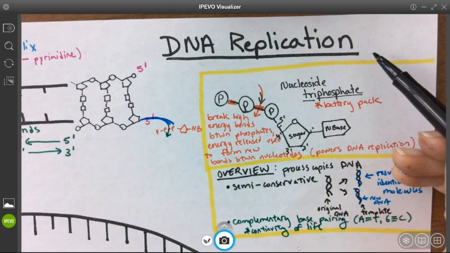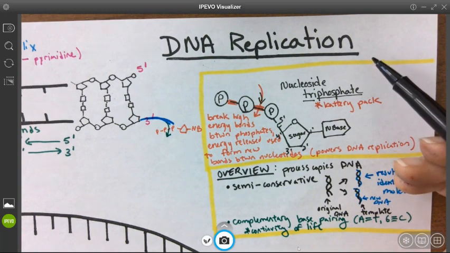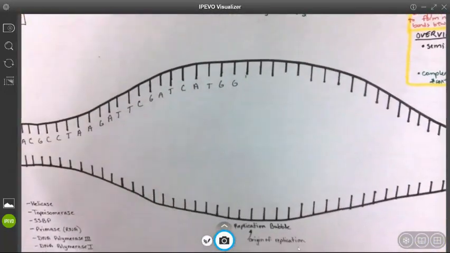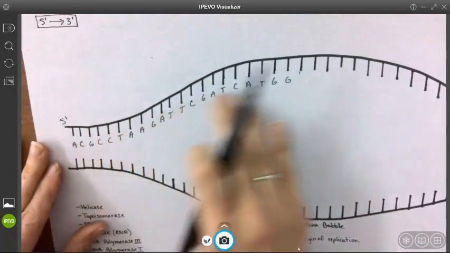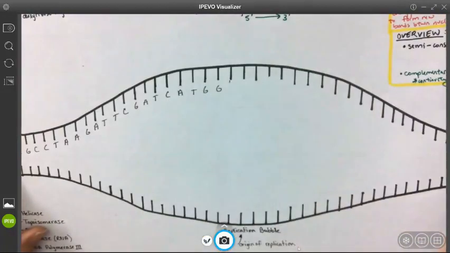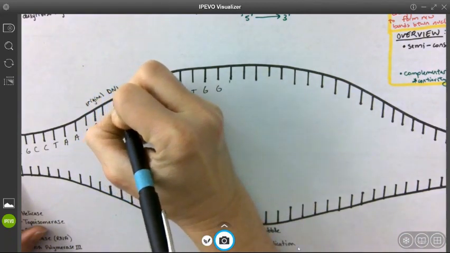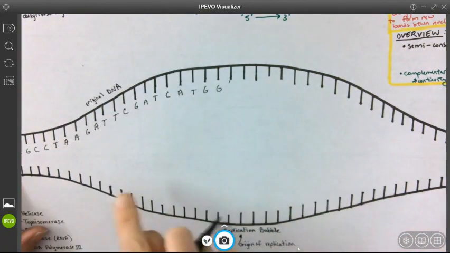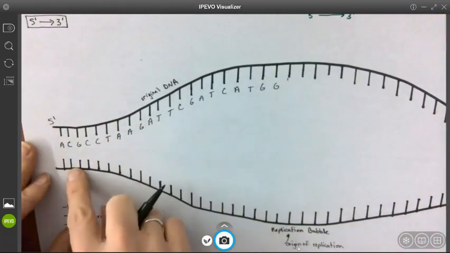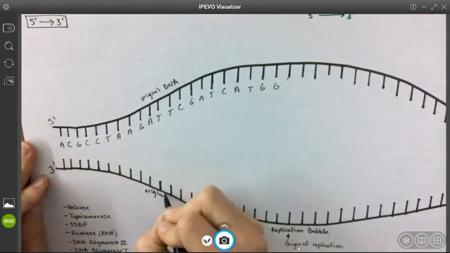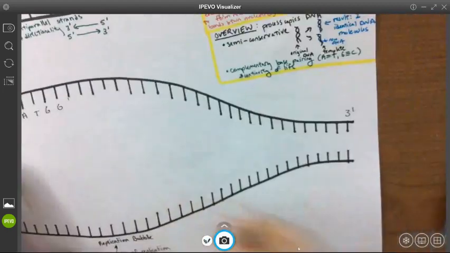This video is part 2 of DNA replication, where we will get into the details of DNA replication. When you look at this picture down here, you'll see the original DNA. Here's the top strand of the original DNA, 5' to 3'. And here's the bottom strand of DNA. Okay, so if this is 5' to 3', then this side will be 3' to 5'.